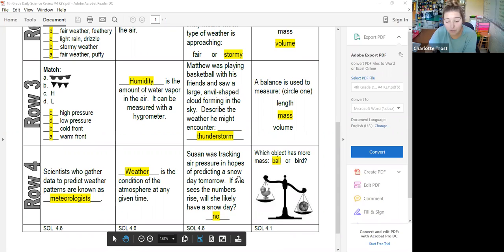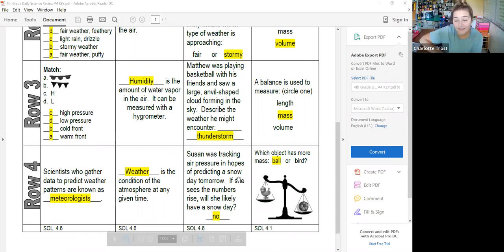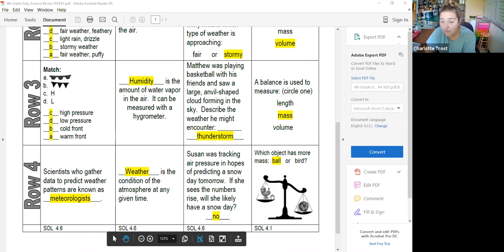Susan's tracking air pressure to see if there's snow coming, and she sees the numbers rise. No, high pressure means nice weather. Remember, low pressure means storm coming. Here's actually a picture of a balance. As you can see, we have a bird and we have a soccer ball. Which one has more mass? That would be the ball. One lower to the ground means it weighs more, has more mass, it takes up more space.